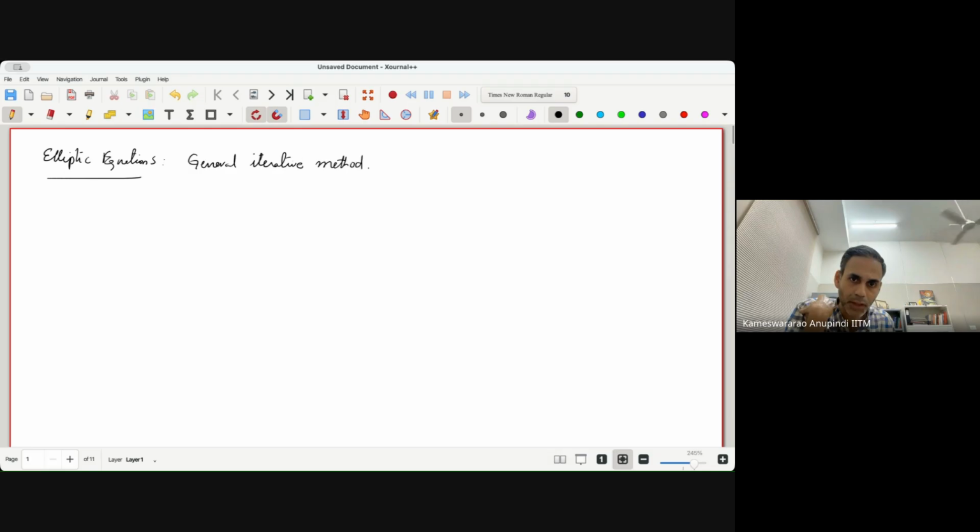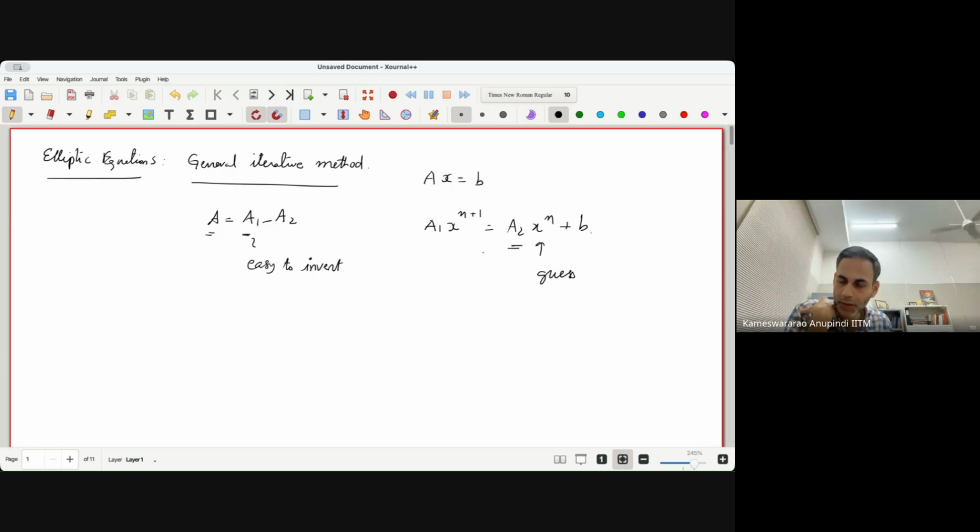We said essentially we want to solve Ax equal to b, or A phi equal to b. We said A is being split into A1 minus A2, and we want to split it such that A1 is easier to invert than inverting the A matrix. Then the iterative scheme is going to be A1 x^(n+1) equals A2 x^n plus b. We start with a guess value for x, and then we get an improved solution for x^(n+1). That is the idea for an iterative method in general.